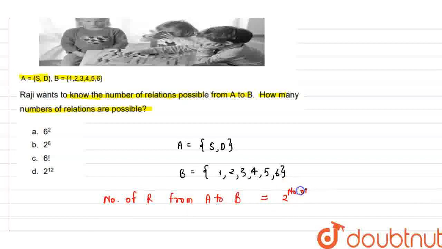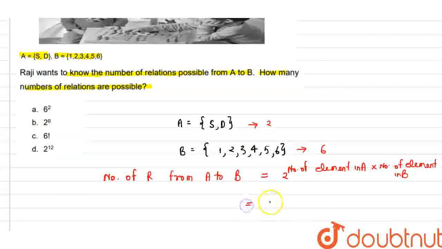number of elements in A into number of elements in B. So here we can see the number of elements in A is 2 and the number of elements in B is 6. So when we calculate, it will be 2 power the number of elements in A, which is 2, into the number of elements in B, which is 6.